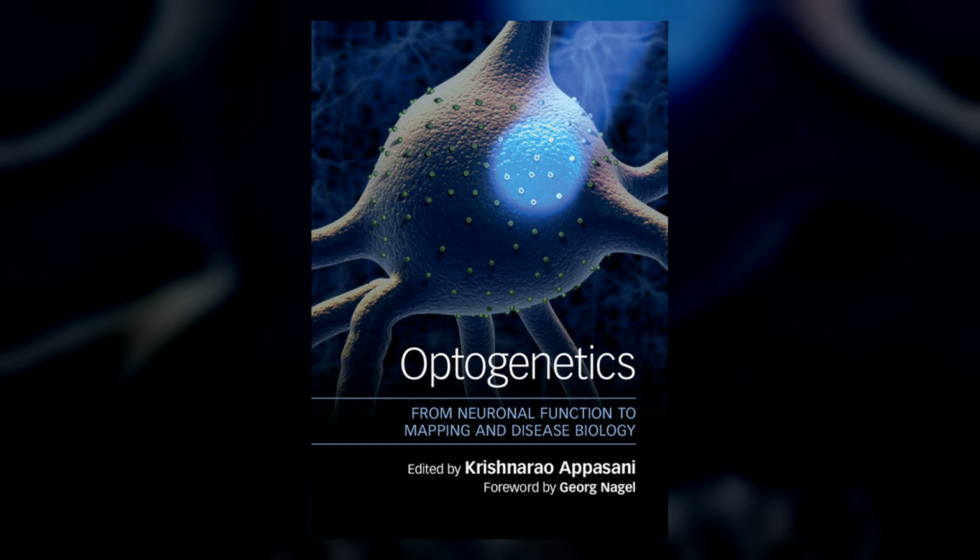Genetic targeting is the address decoder. The opsin is the actuator. Light is merely the enable pulse. So whenever you meet a new opsin line, ask first what promoter gates it.